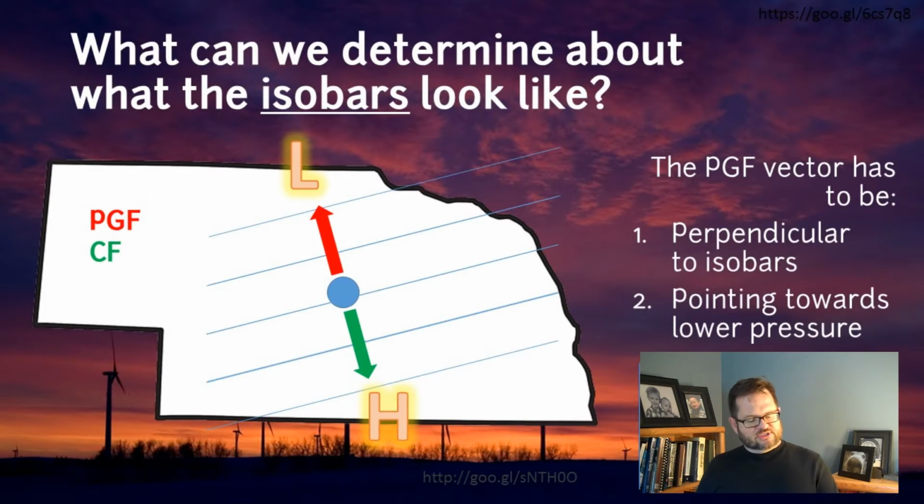So see, I got those isobars in there, and I have my pressure gradient force vector, that red vector. It's perpendicular to the isobars around it, and it is pointing in the direction of the lower pressure. Okay. I got all that just from knowing about the forces on that air parcel, even though the forces added up to 0? Yeah.